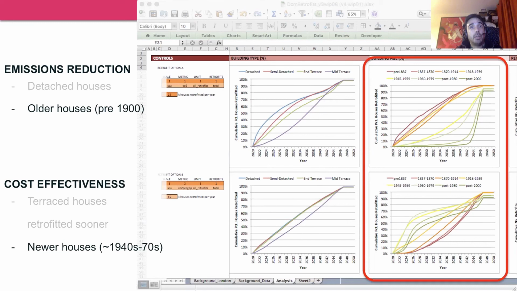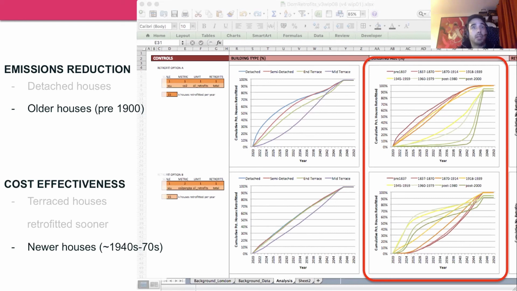The right-hand pair, meanwhile, shows the rollout across building ages. So you can see in the top right that to maximize emissions reduction, rollout largely follows construction age, starting with the pre-1900 stock in red, with the post-1970s, 80s stock retrofits starting much later. In contrast, the cost effectiveness scenario at the bottom suggests that retrofits should actually start with 1940s and 70s stock, with the oldest pre-1900 stock in red starting much later on.